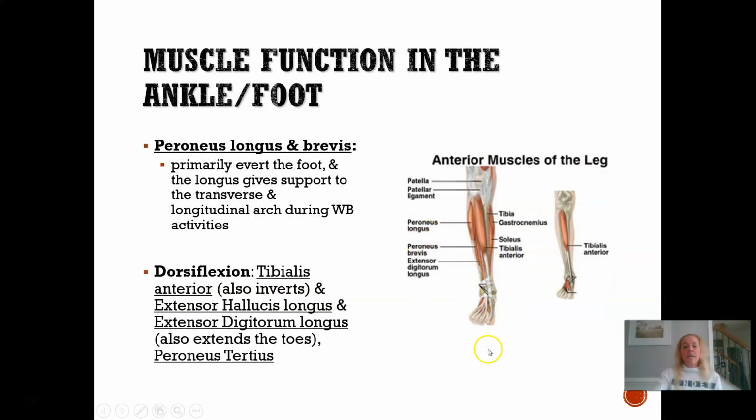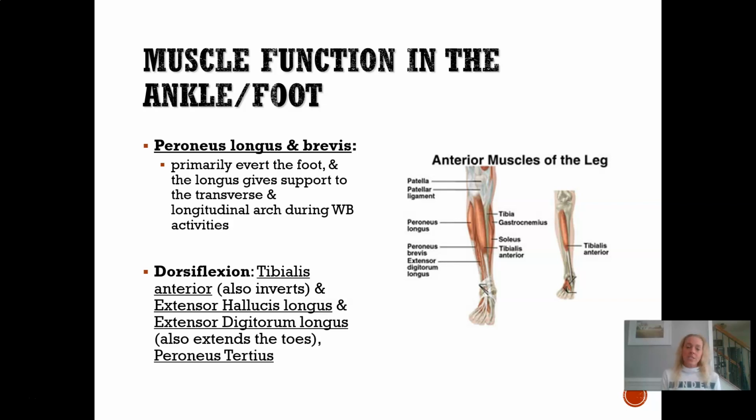On the lateral side of the leg, we have peroneus longus and brevis, which are the primary everters of the ankle. I have seen some things lately where some texts and some sources are calling this fibularis longus and brevis, so just be aware of that. I learned them as peroneus longus and brevis. I call them your peroneals, so I will continue to do that. These muscles also help to support the arch during weight bearing.